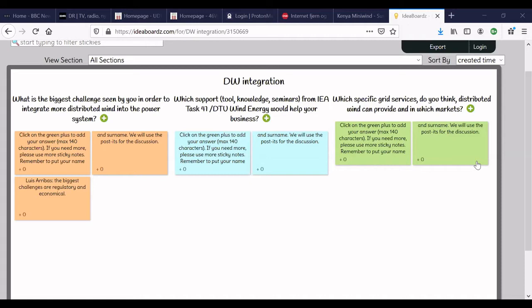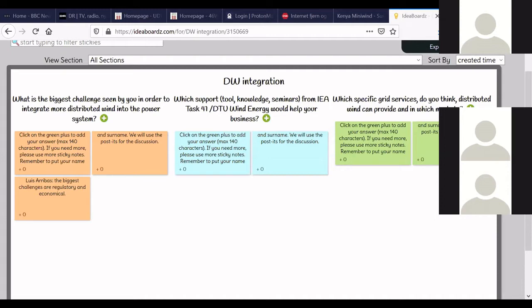So I would request whoever is there in the session, please ponder over the questions a bit. And I can see that Luis, you have said that the biggest challenges are regulatory and economical. Can you tell us what is SWT, Luis? I guess it's small wind turbines. Small wind turbine, yeah, okay. Luis, you're welcome to turn on your microphone, and if you want to expand a bit on your comments.